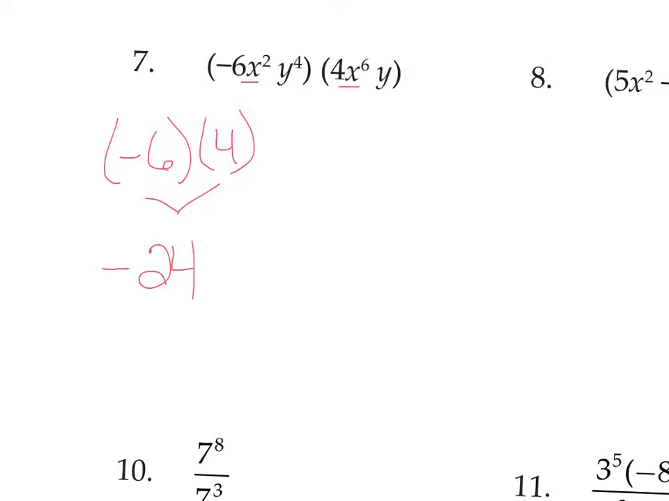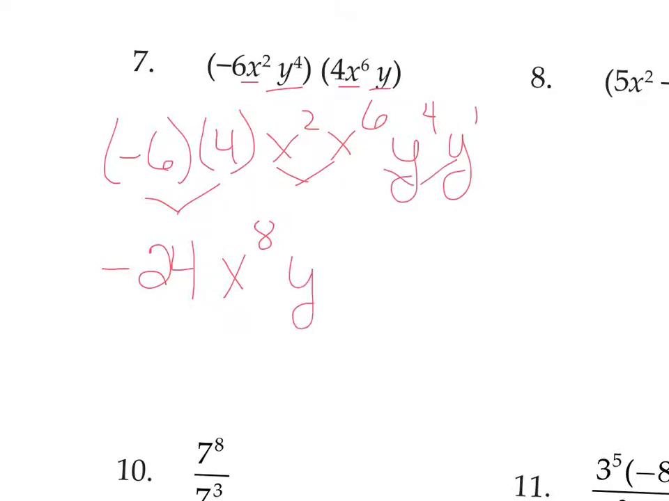Then we have x's. We've got x squared and x to the 6. Multiply them together by adding the exponents. Then we have y's. Y to the 4th and a y to the 1. Multiply them together by adding the exponents. So we get negative 24, x to the 8, y to the 5.